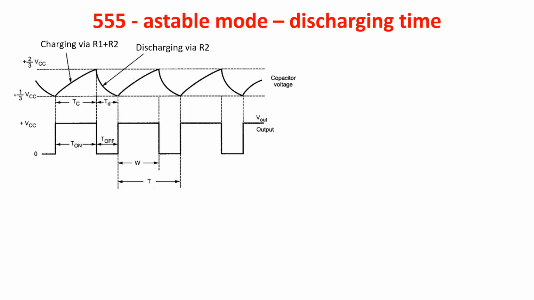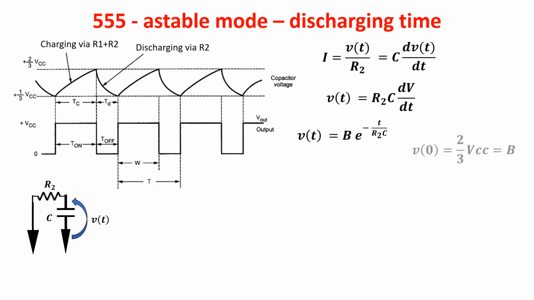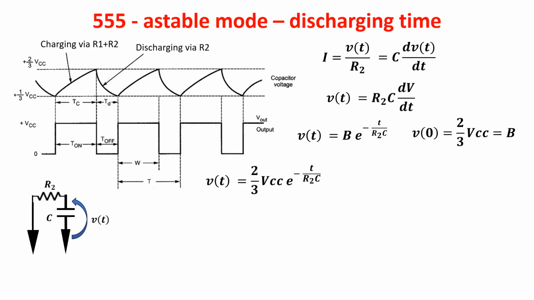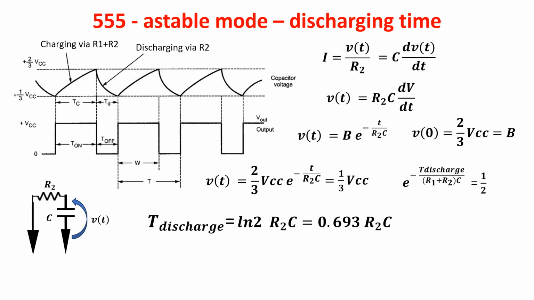The discharging time is found writing the current equation in the circuit. Sorting things out, we get the voltage equation, which has this solution. Imposing the boundary condition that at time 0 V as function of t is equal to 2/3 of VCC, we get B and the equation of our discharging circuit. The discharging time lasts until the voltage reaches 1/3 of VCC, so we get this, and finally we find the discharging time, which is equal to 0.693 times R2 times C.